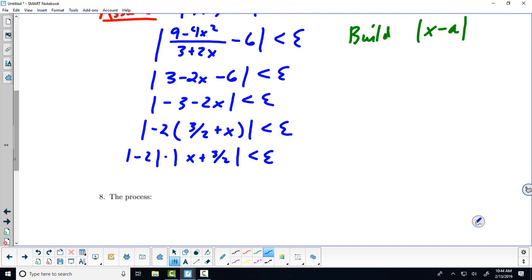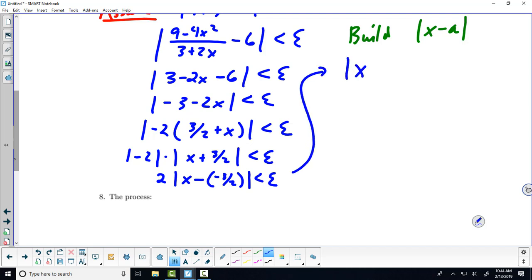What is the absolute value of negative 2? Why, it's 2. And I'm going to rewrite this as x minus negative 3/2. Why did I write it as minus a negative? I'm trying to put it in the format x minus a. So lastly, we see that this gives us the absolute value of x minus negative 3/2 would be less than epsilon over 2.